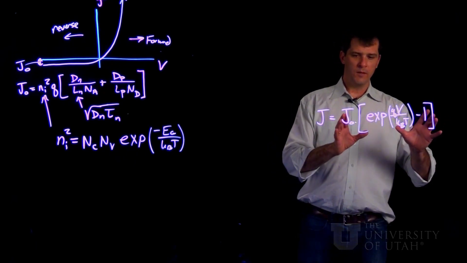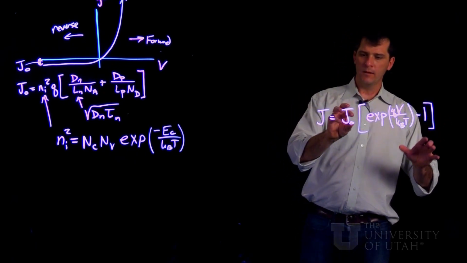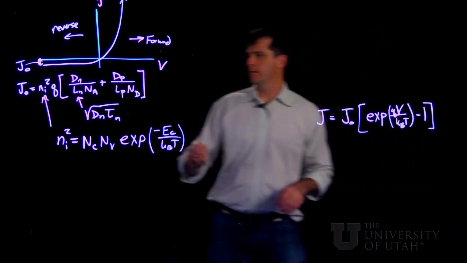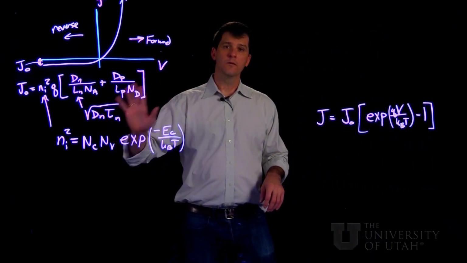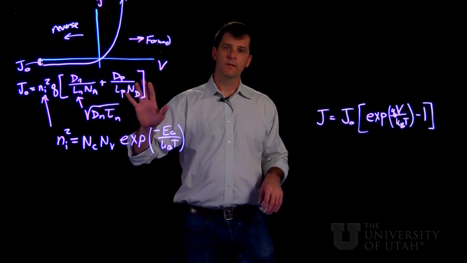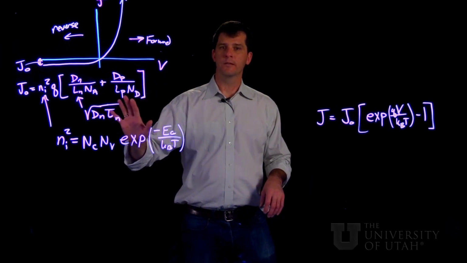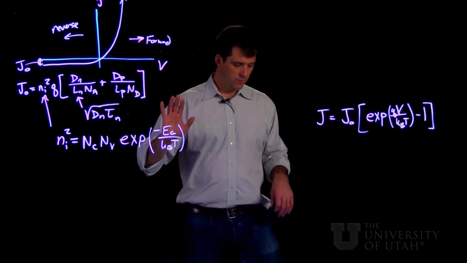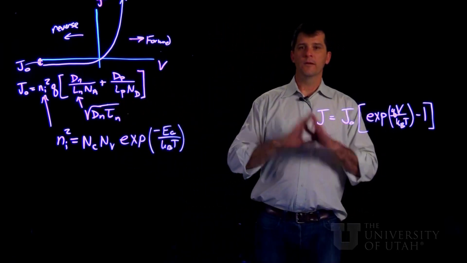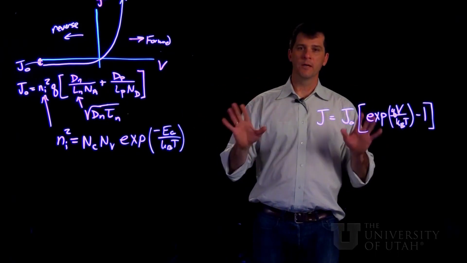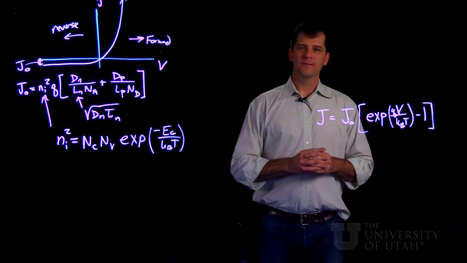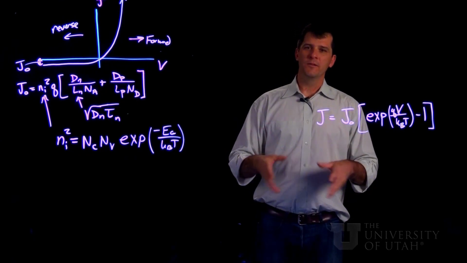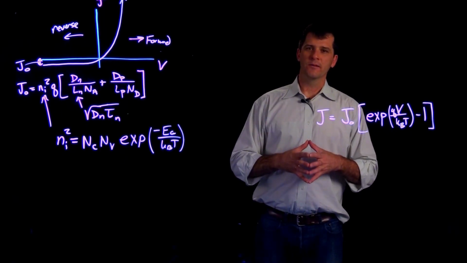And we can identify the terms that go into J0 and then talk about what makes for low J0, which is generally what you need for high performance in any application of a diode, be it solar cells or rectifiers or any other function. J0 should be minimized for maximum performance. Okay, so that concludes our treatment of ideal diodes and the currents that flow in them.